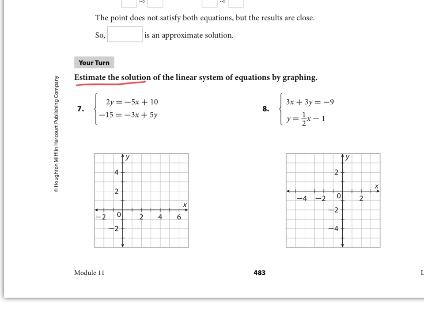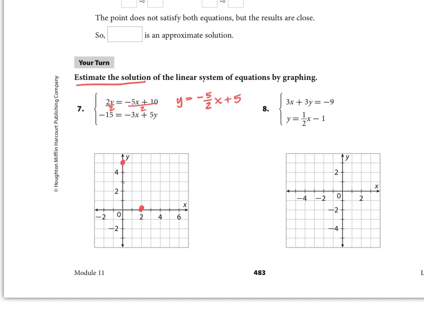And then you can pause it after to try number 8. The solution is going to pop up immediately after I'm done with number 7. So first equation for number 7, I'm just going to divide both sides by 2 to get y by itself. I want to put it into slope-intercept form. So I get y equals negative 5/2 x plus 5. Remember, I have to do the 10 divided by 2 at the end there. So I got a y-intercept of 5, and I go down 2, 3, 4, 5, and over 2.